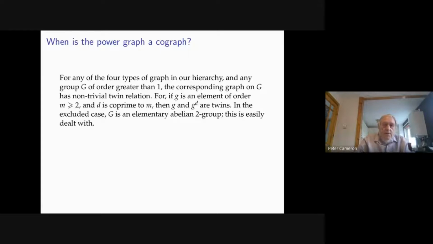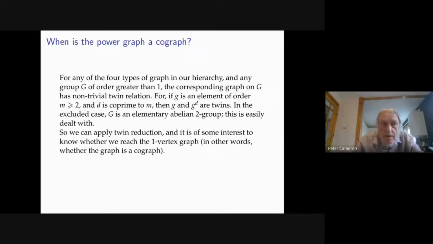So this is the question that I really wanted to get to. For which groups is it true that the power graph of G is a cograph? Remember, being a cograph means twin reduction. Well, let's say the power graph will always have twins, so you can always do twin reduction and get a smaller graph. If you get right down to the trivial graph, then the thing you started off with was a cograph.